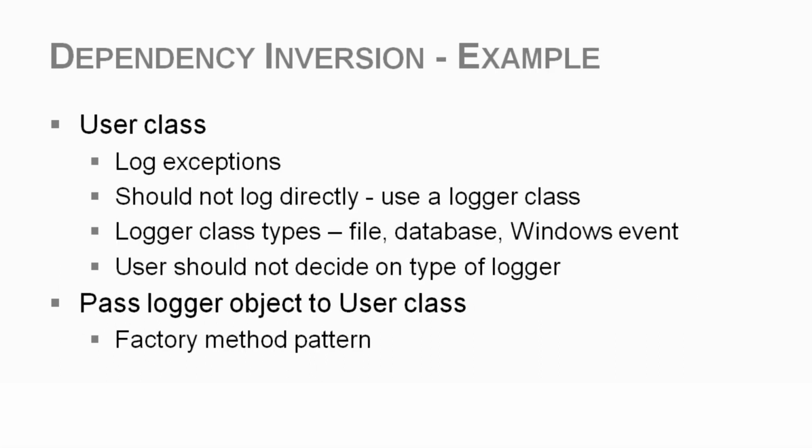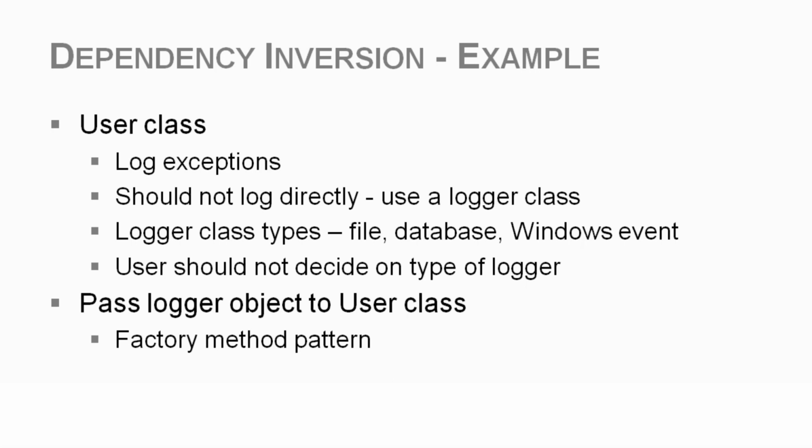Back to our original user class, and we want to be able to log exceptions. Now, we've already talked about this. We don't want the user class to log exceptions directly. So we're going to use a logger class. We'll just create ourselves a logger class anytime we have an exception, or maybe we'll make a method that says handle exception, and it will create our logger class. We're done. Moving on. Well, wait a minute.